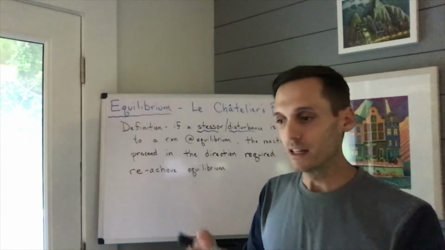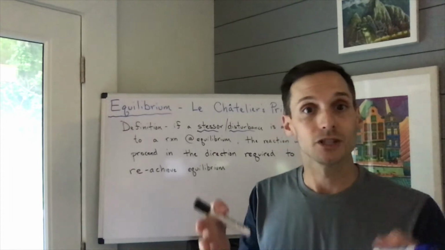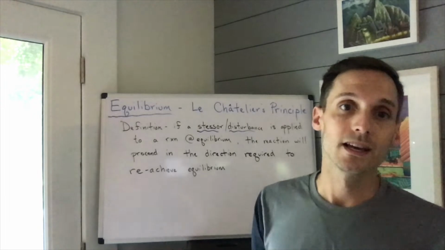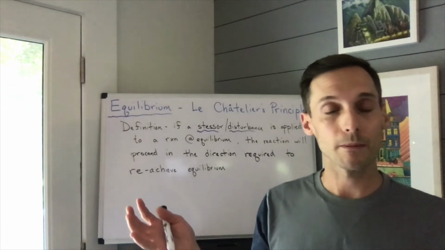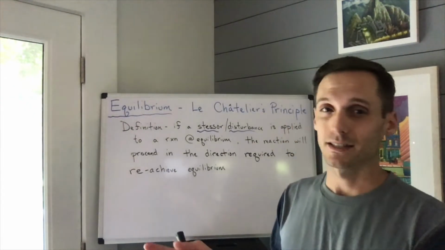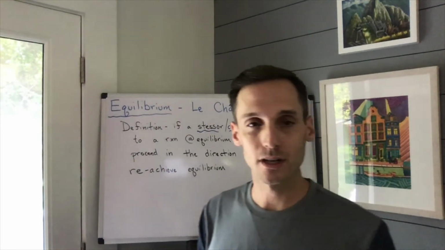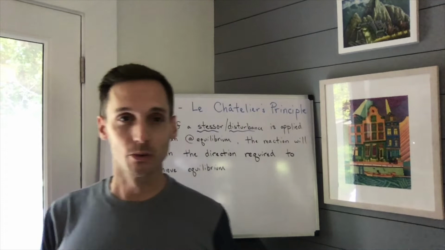Okay, let's say we already have a reaction that has achieved equilibrium, but then we do something to it to throw it out of whack. It's not in equilibrium anymore, but it wants to get back to equilibrium. So this principle tells us how that reaction will get back to equilibrium.